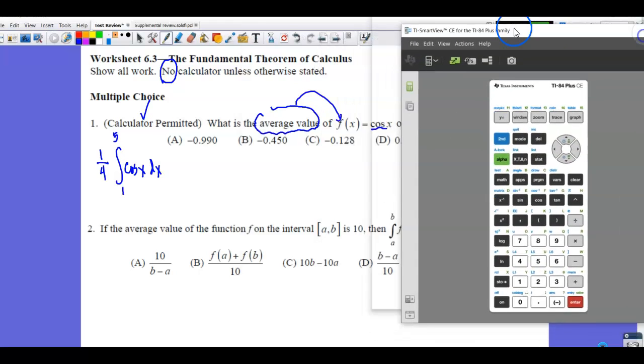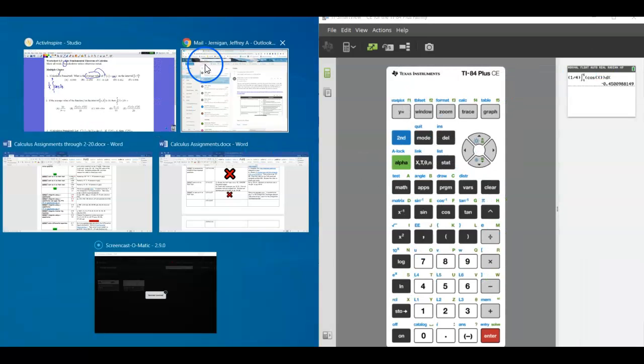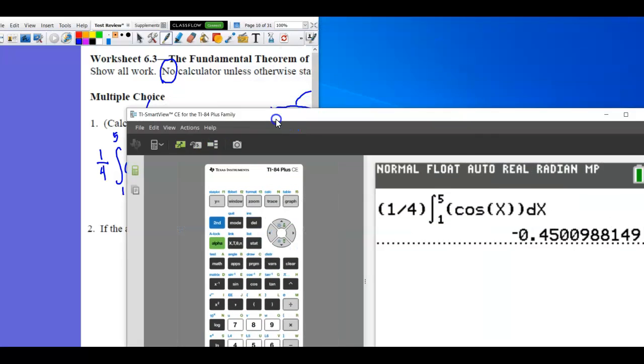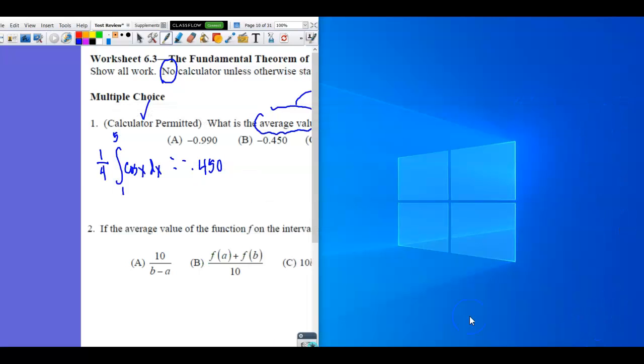Make sure that you go 3 decimal places. Make sure that you go 3 decimal places for calculus. So negative 0.450 is my answer.